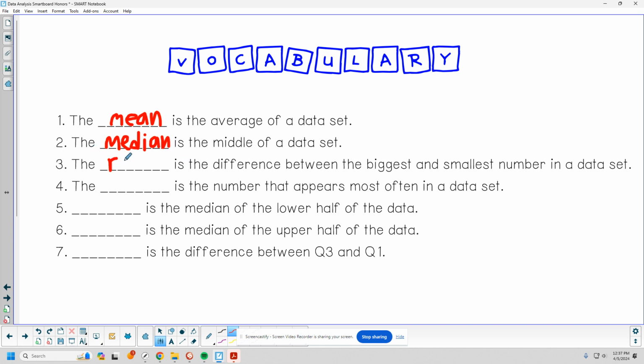Number 3 is the range. That is the difference between the biggest and the smallest number, so biggest minus smallest. And the mode is the number that appears the most often. Just remember mode, most. And then median of the lower half, quartile 1. I'll just put Q1. Median of the upper half, that's quartile 3, Q3. And the IQR is the difference between Q3 and Q1. So make sure you know these words for your test. Go back and study them if you missed any.